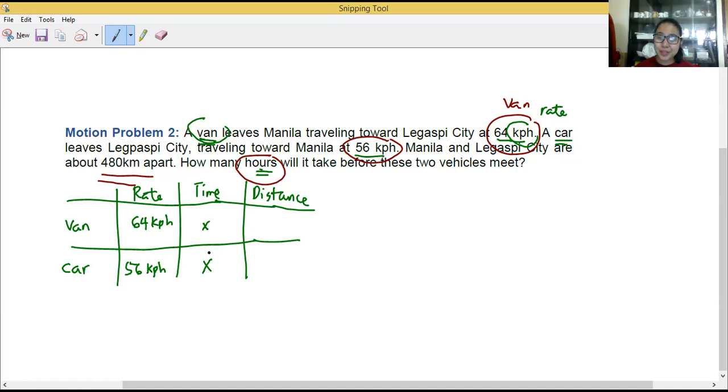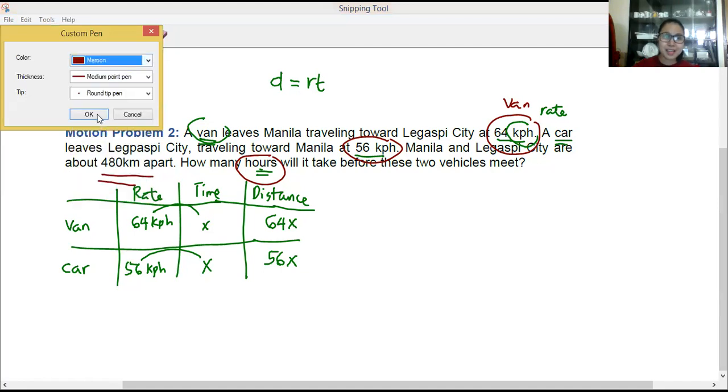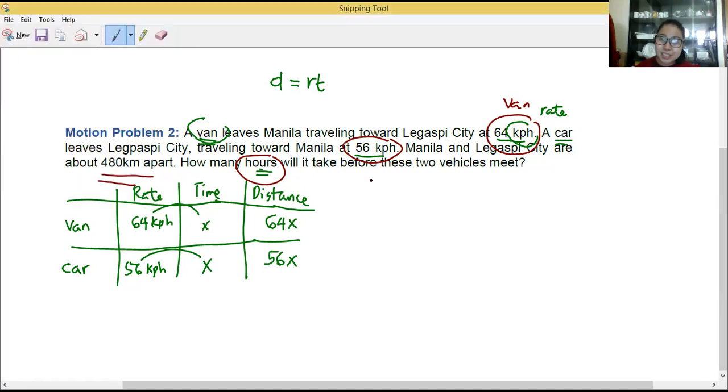Let's solve for the third column, the distance. Remember, distance equals rate times time. So 64 times x, we have 64x. 56 times x, we have 56x. This time, we are going to write our formula or our equation.